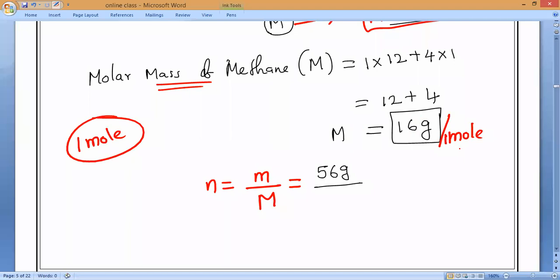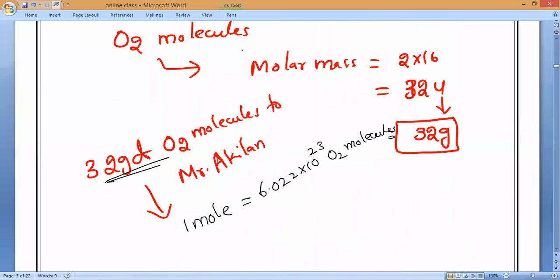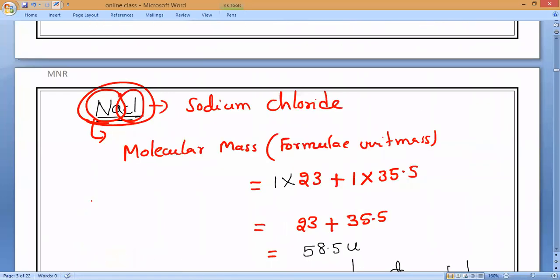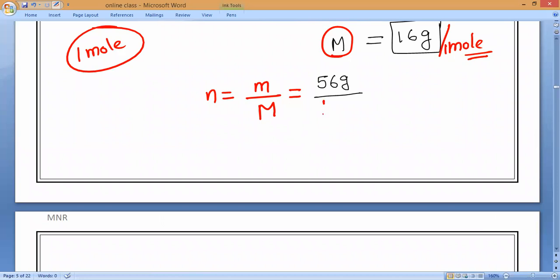Please remember, whenever you are writing the molar mass of any substance, it is for one mole. That is what we are studying from the beginning. If I say 32 grams of oxygen molecules, that is per one mole of the substance. That is what you have to remember. So now, gram per mole. If I write 16 gram per mole, as we know, gram and gram will get cancelled.